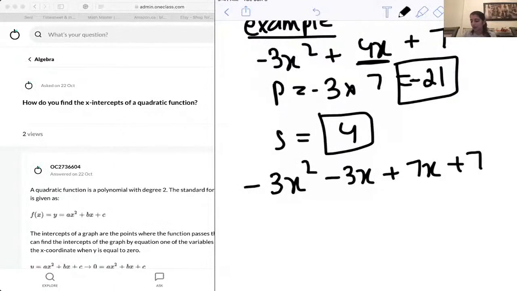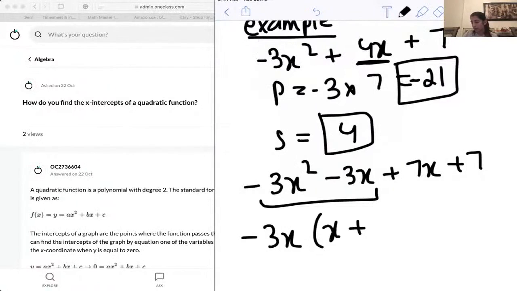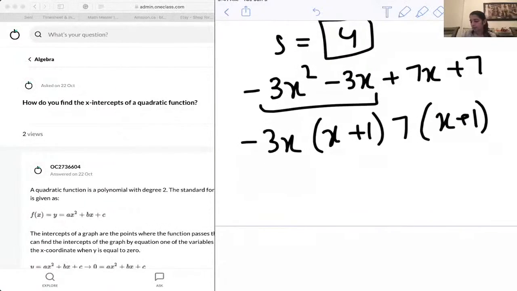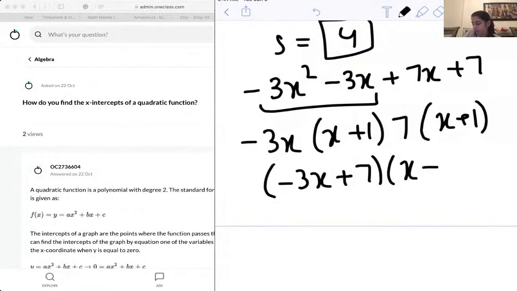And then it's easier to factor out the common terms. Here, negative 3x is common, and you can factor that out, and you're left with x plus 1. And over here, 7 is common, so you can take that out, and you're left with x plus 1. Group the like terms together, and you're left with negative 3x plus 7 and x plus 1.